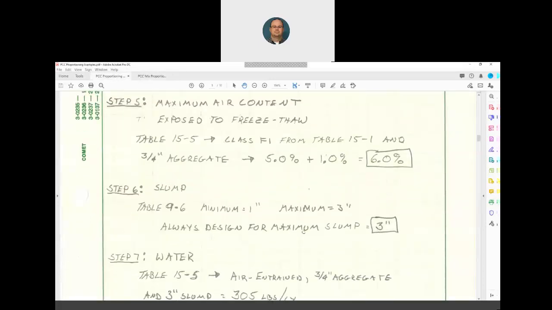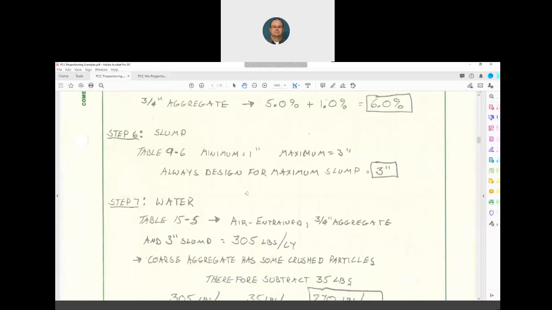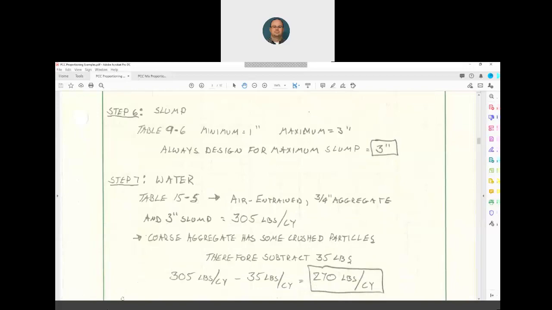All right, so now I have my coarse aggregate size, I have my air, and I have my slump. Okay, now how much water do I need per cubic yard? Okay, table 15.5.